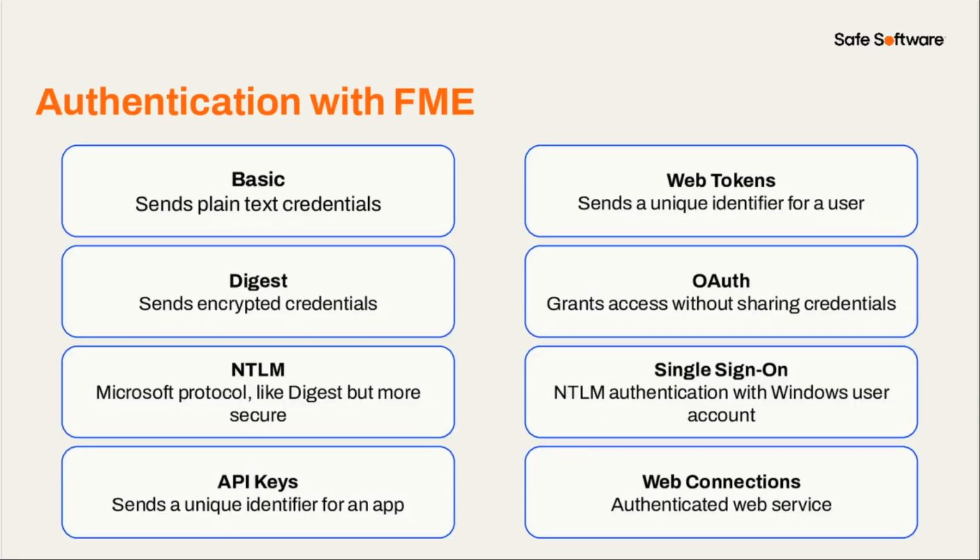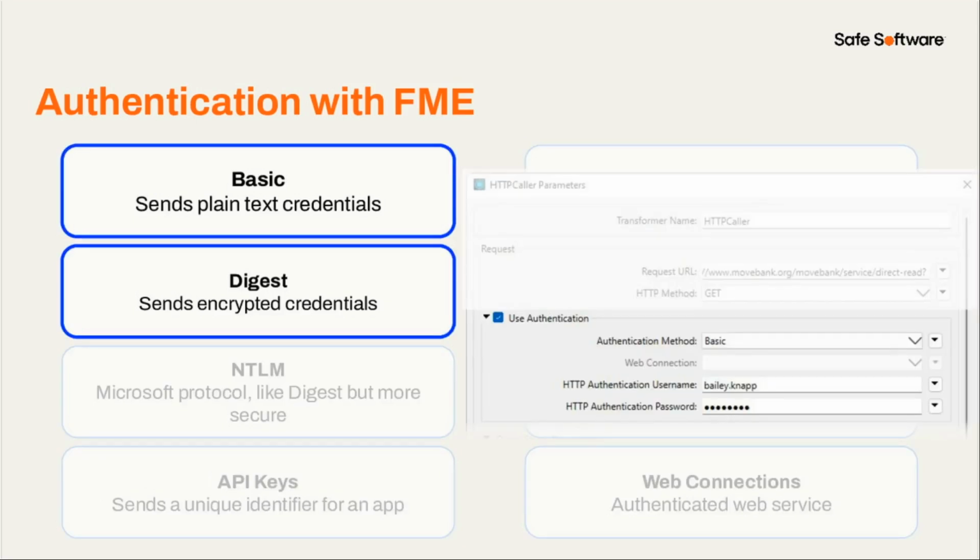Luckily, FME supports a lot of types of authentication. We've got some HTTP protocol authentication methods, unique identifiers, as well as OAuth. I'm gonna walk through a few of these today. We have basic and digest authentication with putting in our credentials. The difference is digest uses encrypted credentials and basic sends them over plain text. You can see here I've configured the HTTP caller to use some basic credentials with my own.